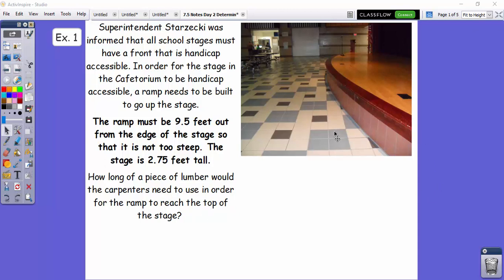So you can see our situation here is that we needed a ramp to go from this floor all the way up to the stage, and the problem said it had to be 9.5 feet out from the stage. So I know from the base of the stage out, it has to be 9.5 feet. Then we know our stage is 2.75 feet tall. And the question is, if we needed a piece of lumber to build a ramp, how long would it have to be?